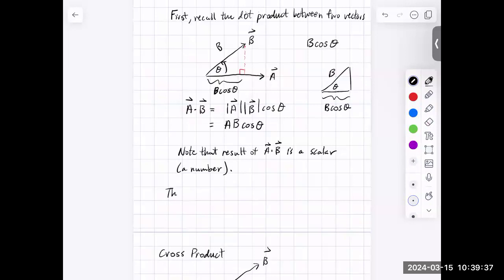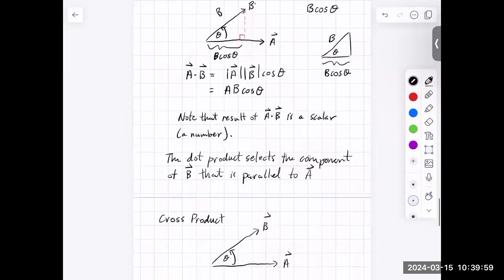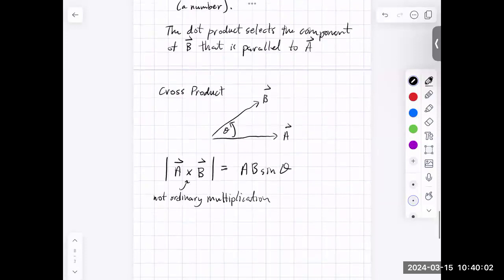So the dot product selects the component of B that is parallel to A. Okay, so what you might guess is that the cross product, which involves the sine of theta, is going to select the component of B that is perpendicular to A.